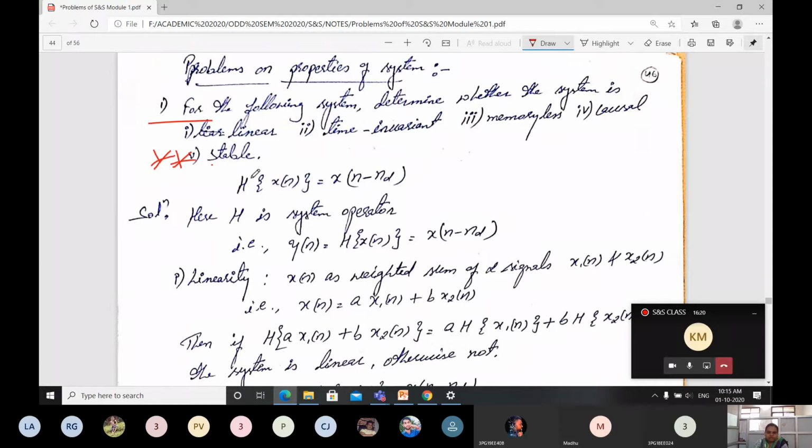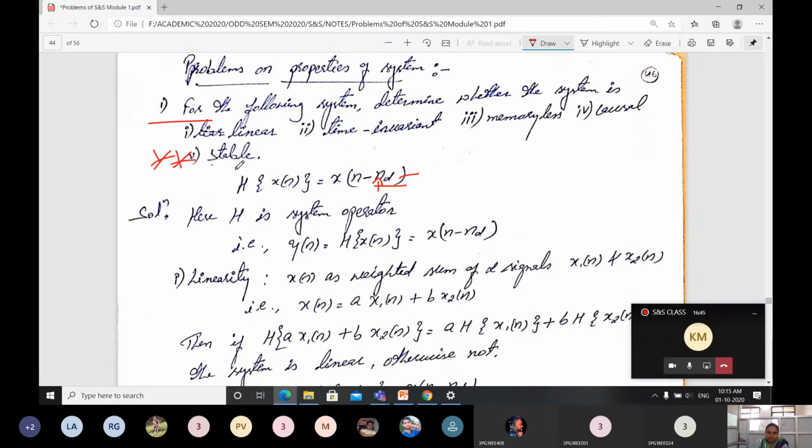Here a system is given, that is h of x of n is equal to x of n minus nd. It is delayed. nd means delayed by some samples, some time. It is delayed with the time period of nd. That is what nd is representing. Okay, then what is the solution?